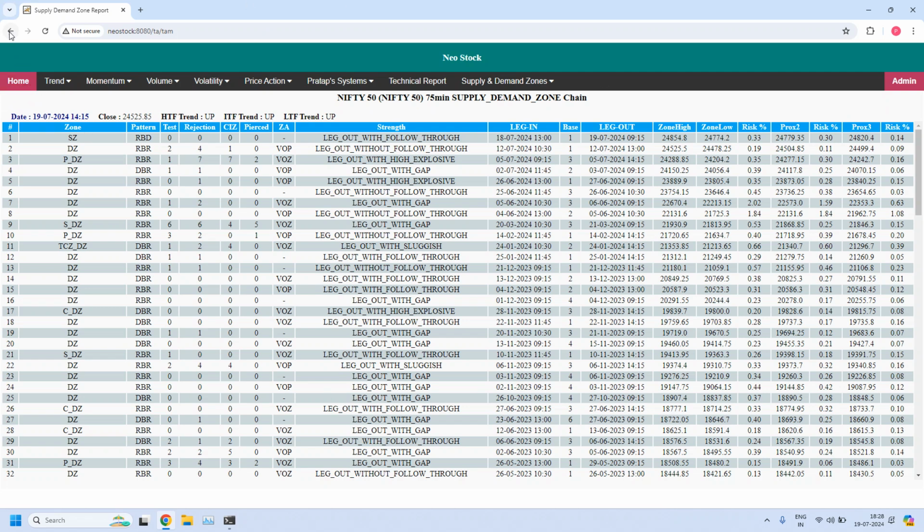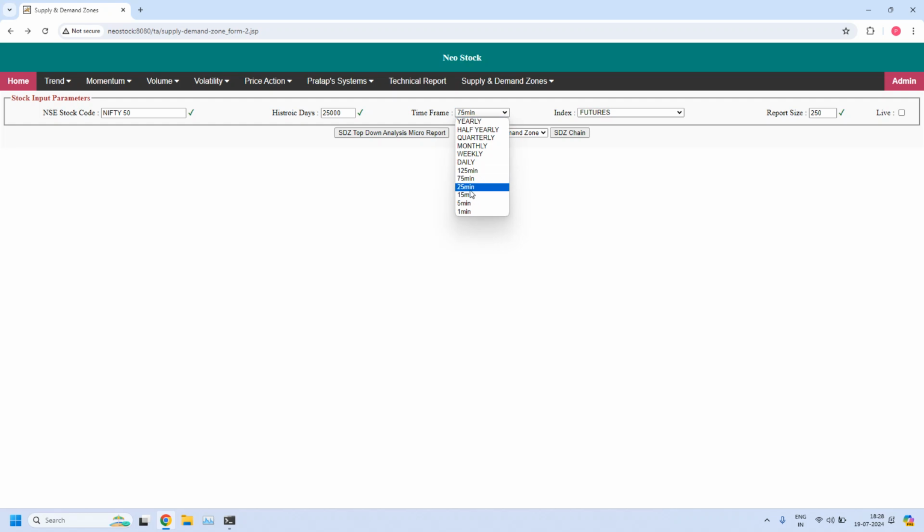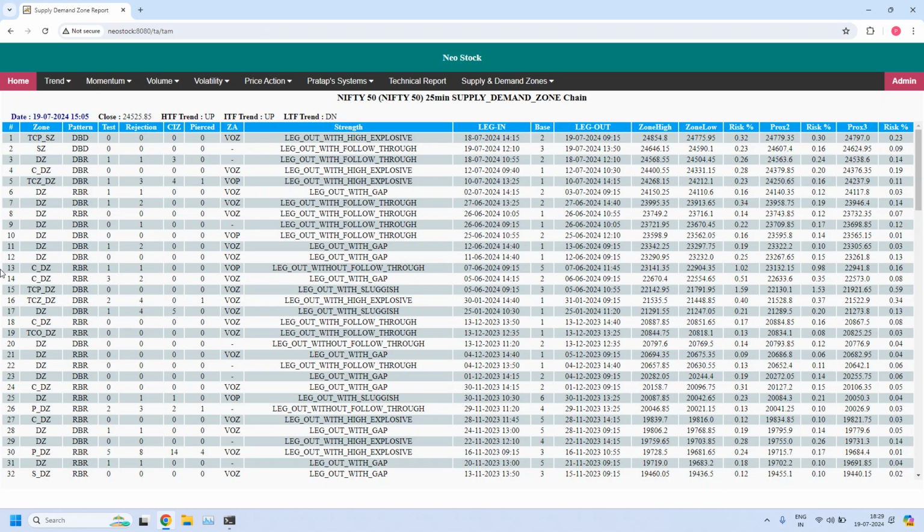Okay, the next time frame is 25 minutes. Now I am generating the 25 minutes supply demand zone chain for Nifty. Look for high liquidity zones in this column and also the trend. This is the LTF trend. Always you should depend on ITF trends.